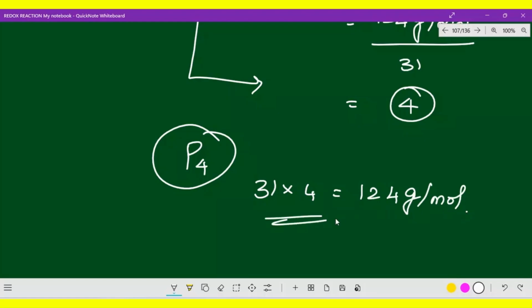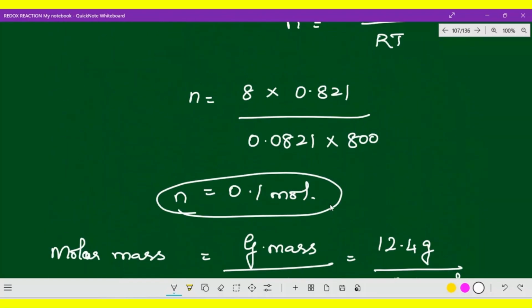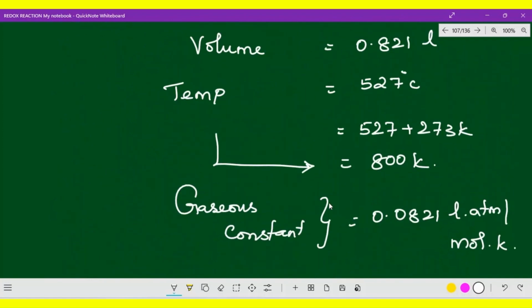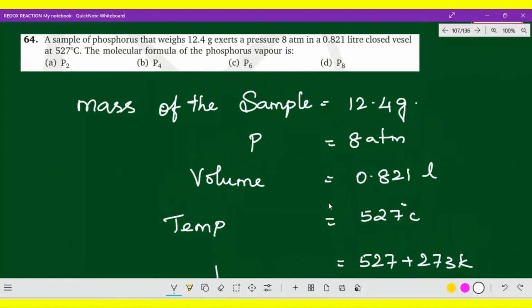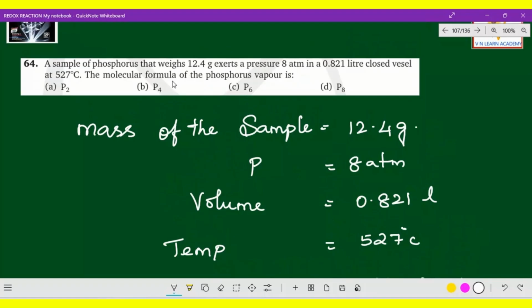I hope you got the clarity. Given mass is 12.4, molar mass is 124, so through that you can identify the number of moles. Now, which is the correct option here? Option B, P4, is the correct option. The number of atoms is 4, so the molecular formula is P4.